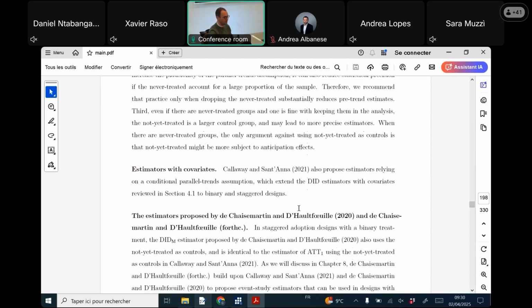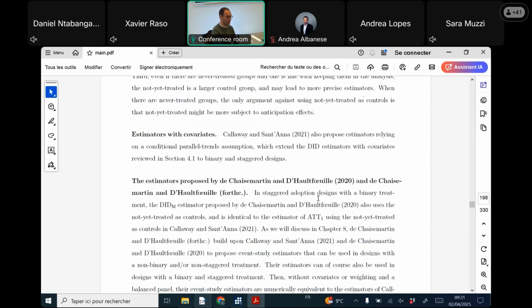Okay, so another important extension is that Callaway and Sant'Anna propose estimators that rely on a conditional parallel trend assumption. So they propose a principled way of incorporating covariates into the analysis along the lines of what we discussed yesterday. They essentially just generalize estimators with covariates in the 2x2 design, where you have no variation in treatment timing, to the case where we have variation in treatment timing.